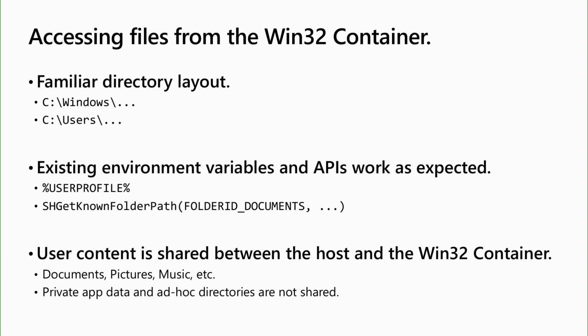And finally, as we saw in that high-level architecture slide, the user's content, their documents, their photos, etc., are shared between the Win32 container and the host. And so if an application writes a document to the documents library in the Win32 container, it's available to applications running in the host, for example, maybe their email client or their web browser.